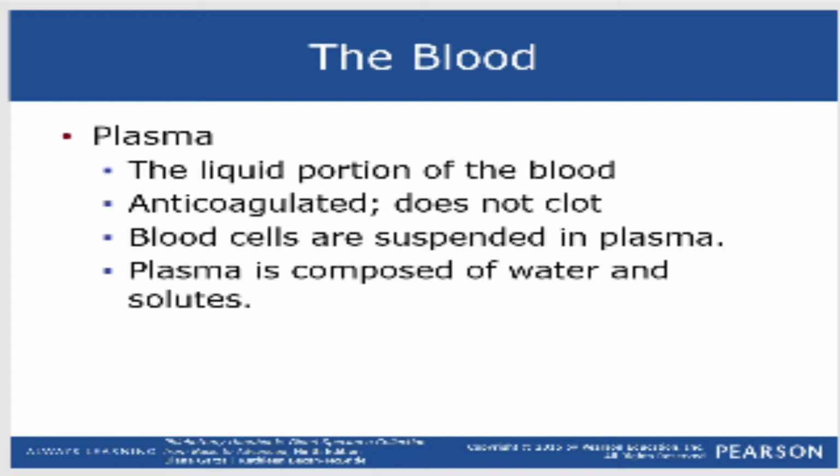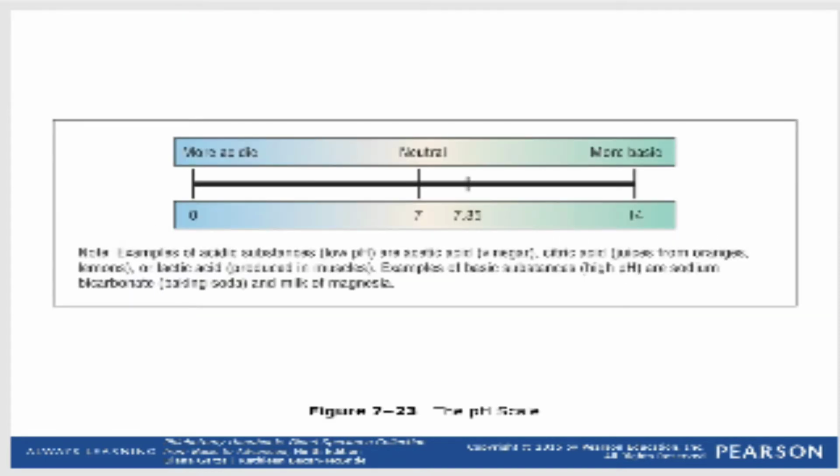The plasma is the liquid portion of your blood. It does not clot. It carries the blood cells because they're suspended in the plasma. It is mostly water and different solutes that are floating around in it. This is a chart that shows the acidity of your blood, the pH of your blood.